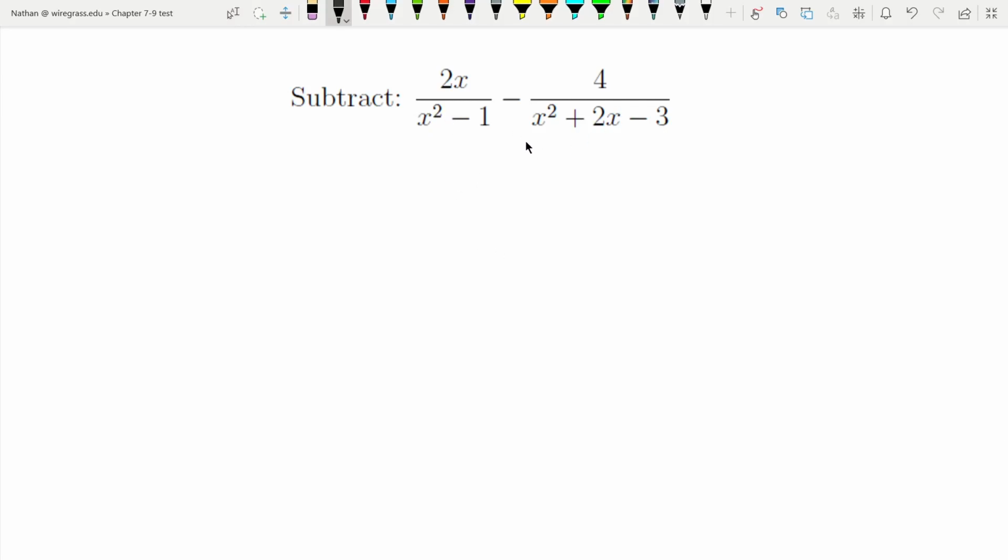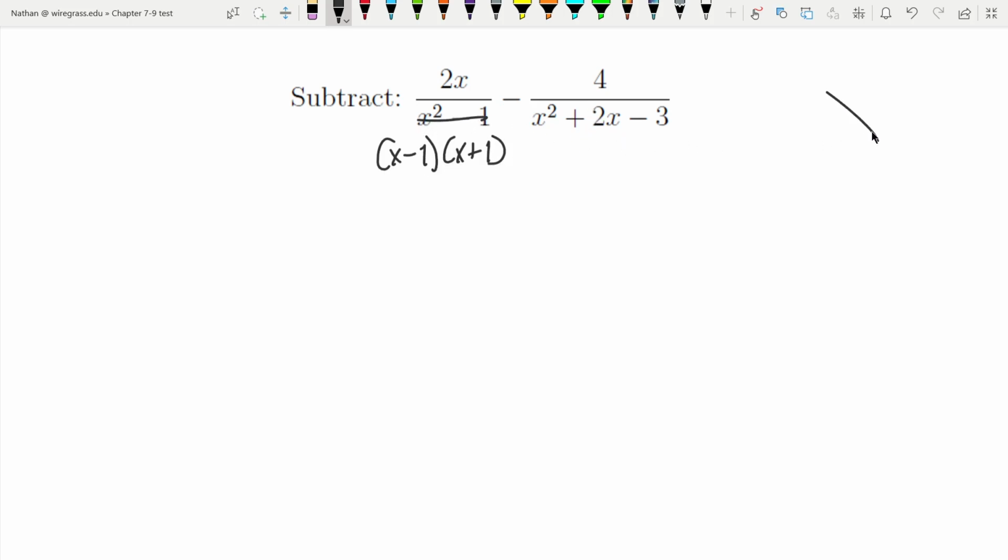Okay, to subtract these two fractions, I have to have common denominators, so I need to factor the denominators to know how to get common denominators. So this is a difference of two squares, x squared minus 1 squared. So it's going to be x minus 1, x plus 1.